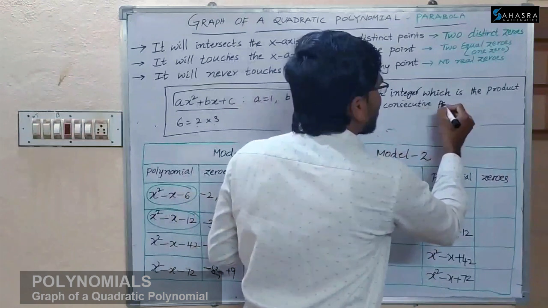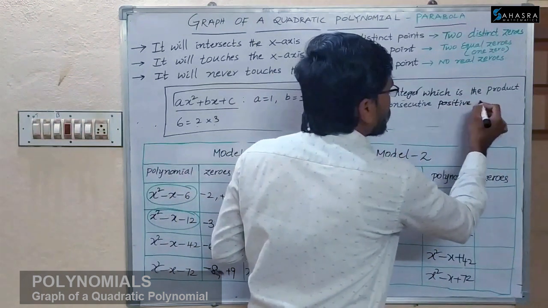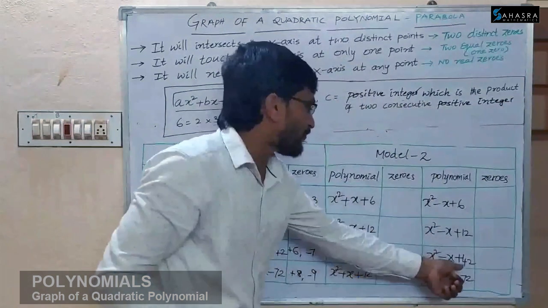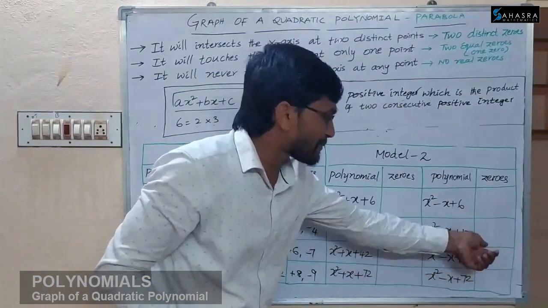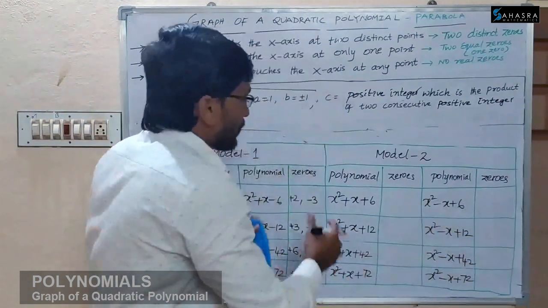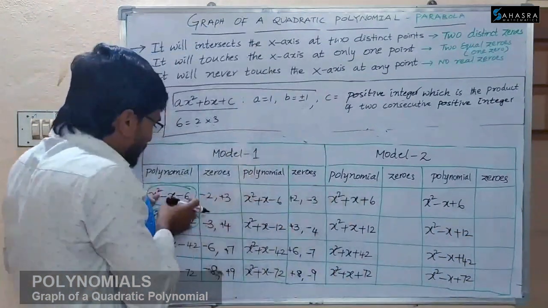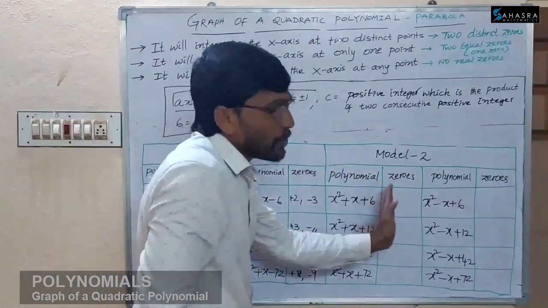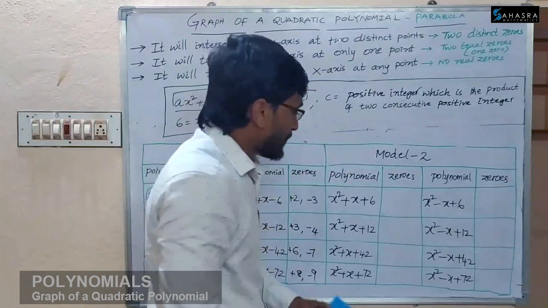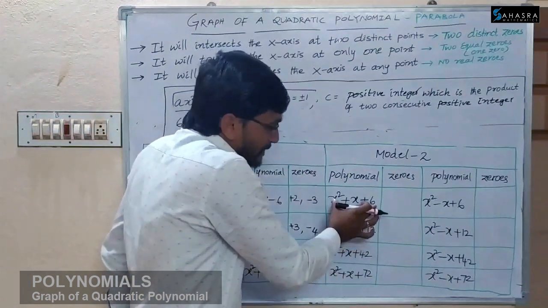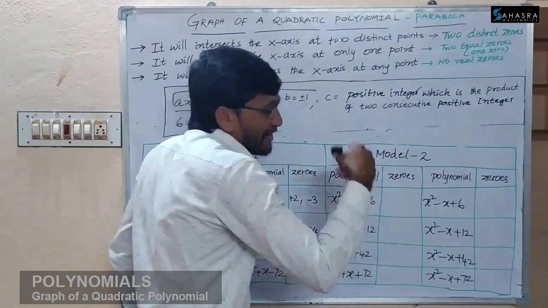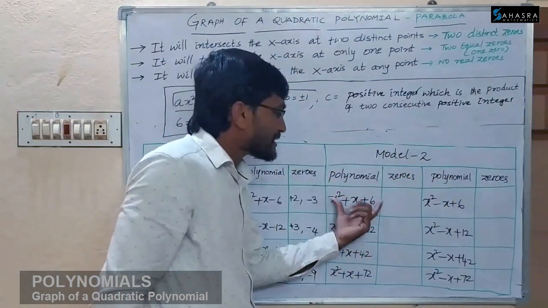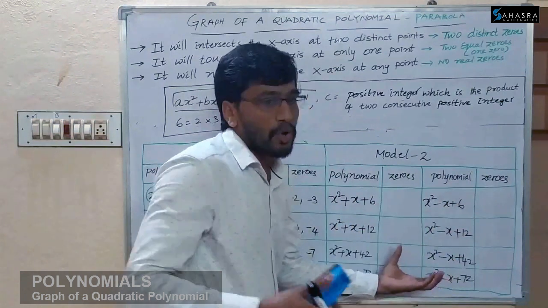Means 6 can be written as 2 into 3. 2 and 3 are positive integers and which are consecutive. Now 42 can be written as 6 into 7. 12 can be written as 3 into 4, like that. So in this model, particularly this type, we have zeros, but here we don't get real zeros, because by drawing the graph of this quadratic polynomial, it will never touch the x-axis at any point, so these types of polynomials have no real zeros.